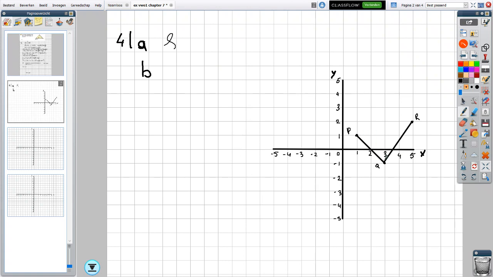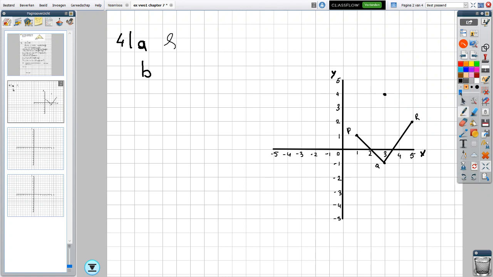You can also just count the grid spaces, right? So you can see from Q to P, I go 2 to the left and 2 up. Or you can also say, seen from P, I go 2 to the right and 2 down. So if I want to have the same direction, I must go from point R, 2 to the left and 2 up. So point S must be right here.